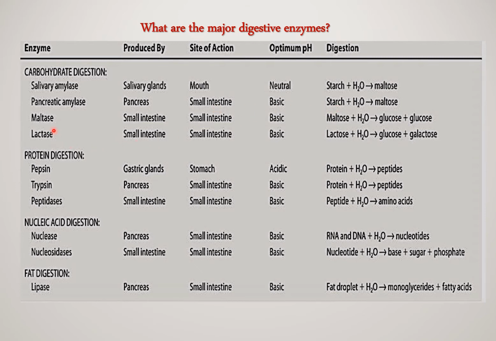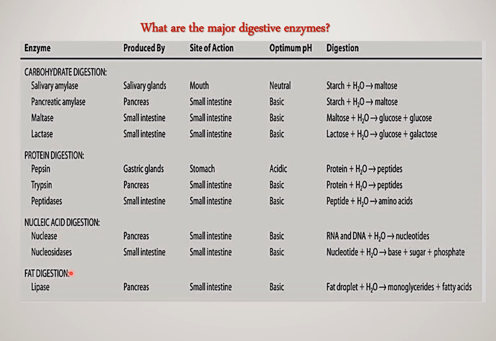Again we have maltase, which is produced by the small intestine, and it is also acting there itself, and it converts maltose to glucose. Again, lactase is the enzyme which is produced by the small intestine. The site of its action is also the small intestine, and it breaks down lactose to give rise to glucose and galactose. Similarly, we have the protein digestion carried out by enzymes pepsin, trypsin, peptidases. Nucleic acid digestion also is carried out by the enzyme nuclease, etc.